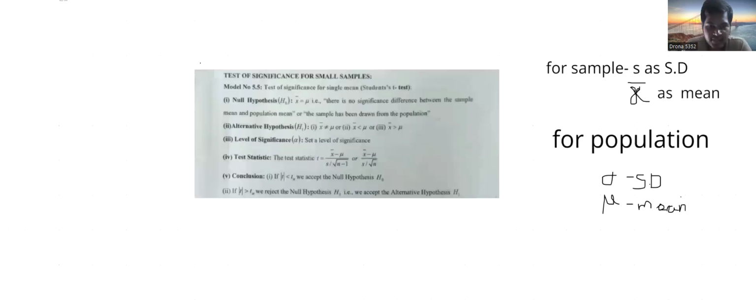Let us see the process. It is a test of significance for a single mean. It is also known as the student's t-test. In order to test the hypothesis, we may follow the 5 steps.